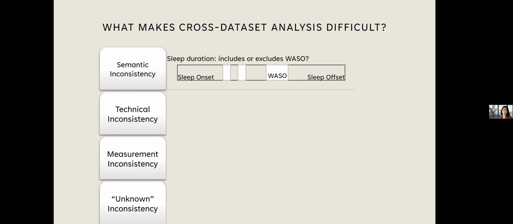So the first kind, I would call it semantic inconsistency. Some sleep domain terms are commonly used and people all know what they mean, like total sleep time. But other more generic terms are not used consistently. One example is sleep duration. In one study, it might mean the interval between sleep onset and offset, including WASO, and then excluding WASO in a different study. And those descriptions are not necessarily included in the data dictionary, so users might not be aware of that difference.